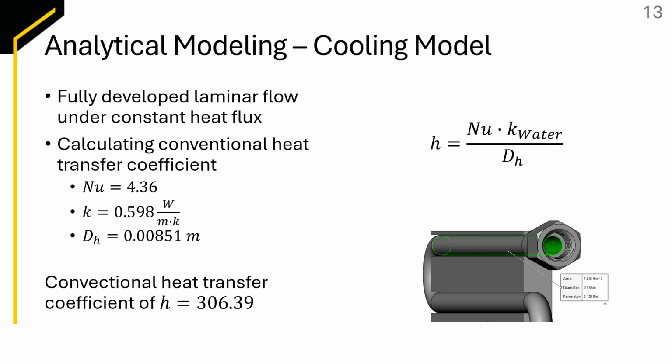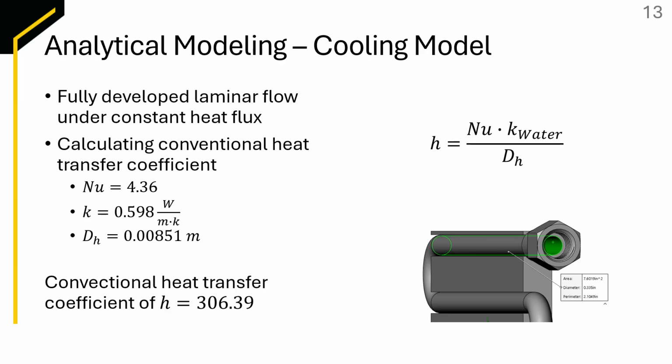To calculate the resistance of our fluid, we need to get the convective heat transfer coefficient. Under our assumptions, the flow is fully developed and laminar with constant heat flux, making our Nusselt number 4.36. The thermal conductivity of water at a bulk temperature of 21 Celsius is 0.598 watts per meter Kelvin. And finally, the inner diameter of our cooling plate is 0.00851 meters.